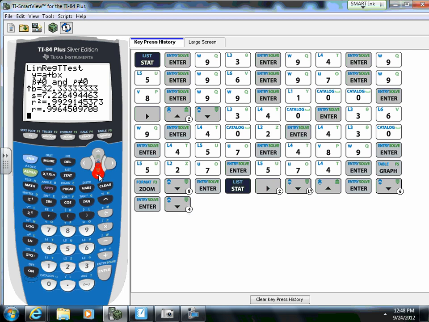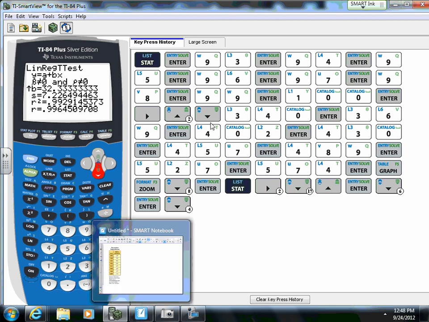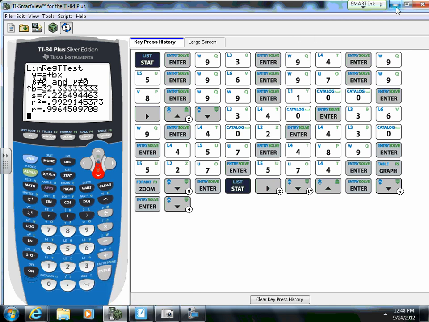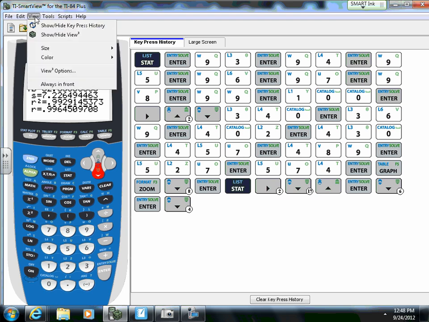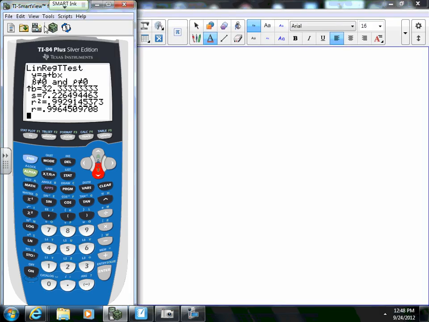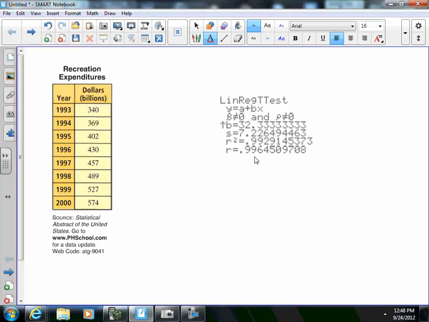I'm going to go down to where it says R. Now, this is our correlation coefficient, and you can see that that's really, really close to 1, 0.996. That's really close to 1, which means that it shows very strong positive correlation. Okay, so that's our correlation coefficient. If I wanted to, I could drag that onto my board here. So that shows me my correlation coefficient.